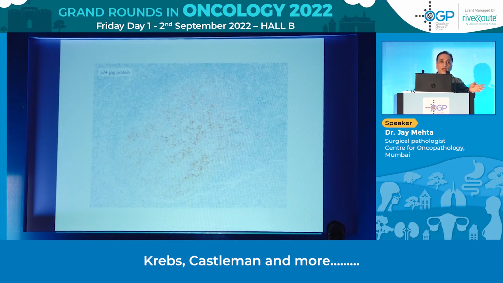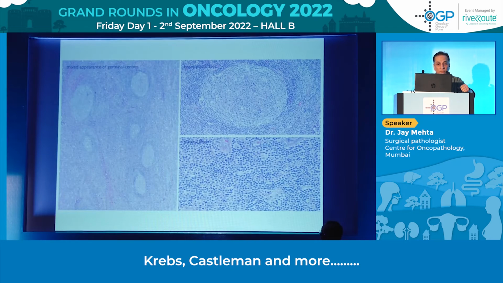Now this is the IHC for P24 GAG protein. It decorates the dendritic processes of the FTCs. This patient is HIV positive, and this actually just confirms that it is an HIV infection.